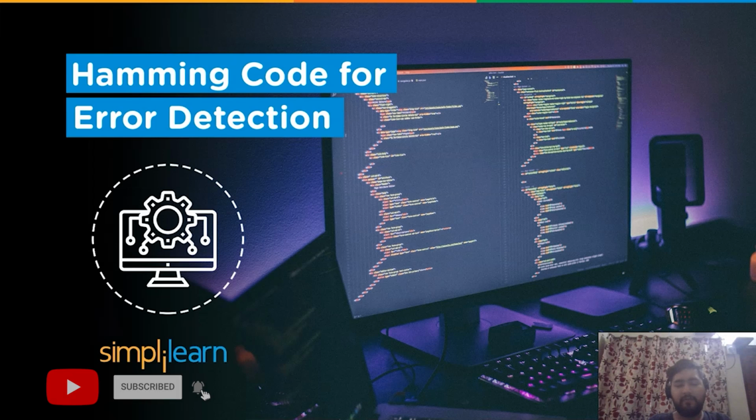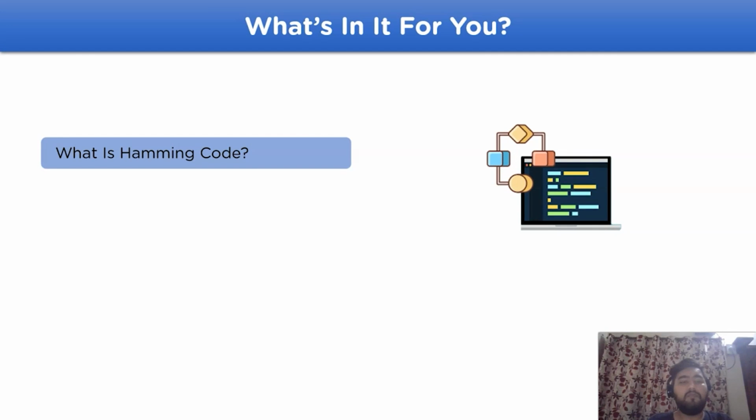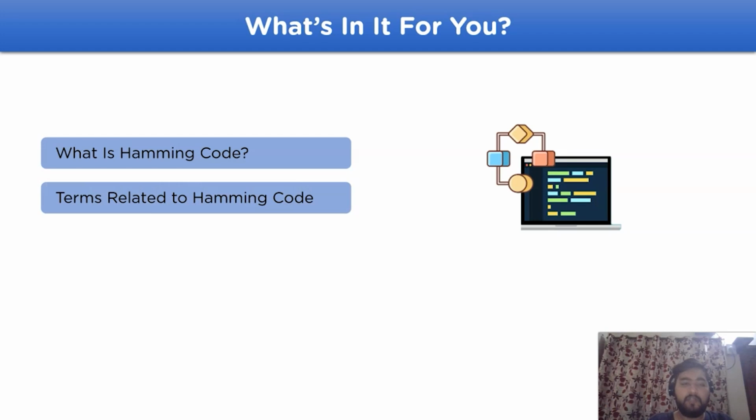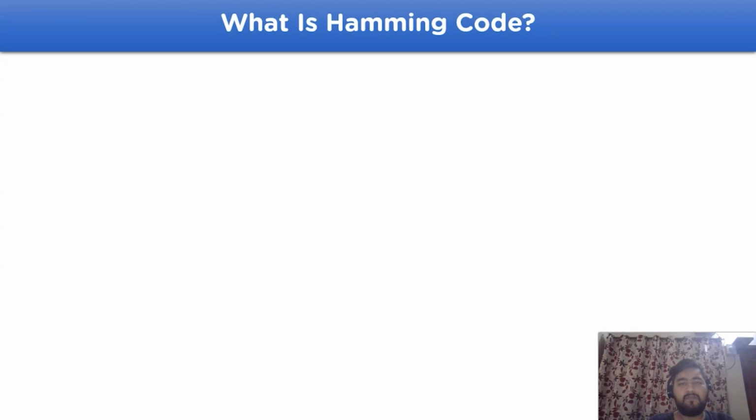Now without further ado, let's take a look at the agenda for today's session. To begin with, we will look into what is Hamming code. Then we will look into terms related to the Hamming code. And in the end, we will look at a working example of Hamming code. Let's begin.